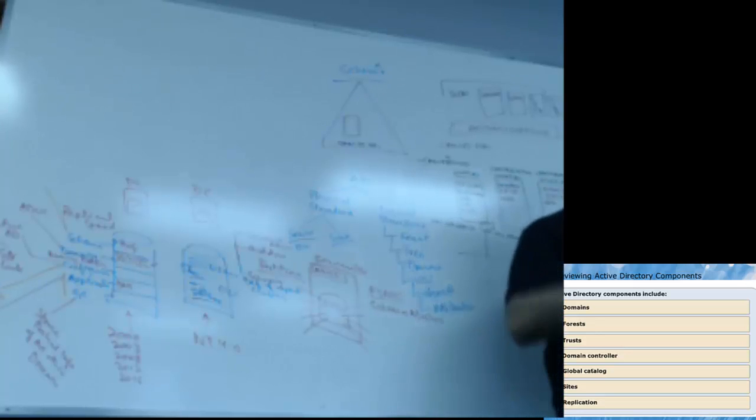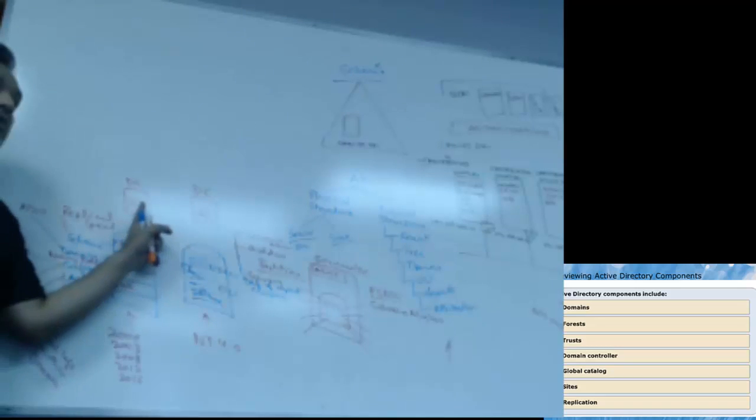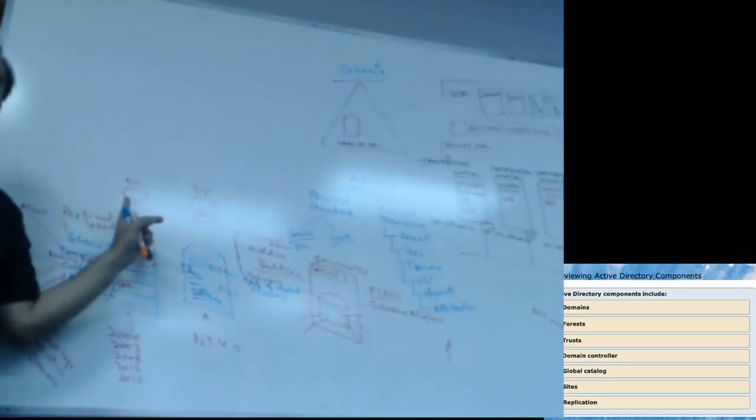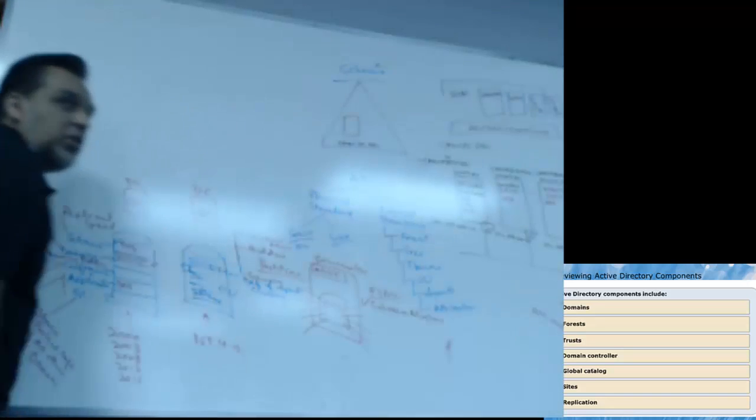Now, FSMO. Schema, guys: the schema partition sits on all the DCs. Let's say I have these two DCs. Schema is here and schema is here as well. Both have schema information. Good. But guys, only one of them can make changes to the schema. Schema sits on all DCs, but only one DC throughout your domain can make changes to that schema, and that will be the one that holds this role.